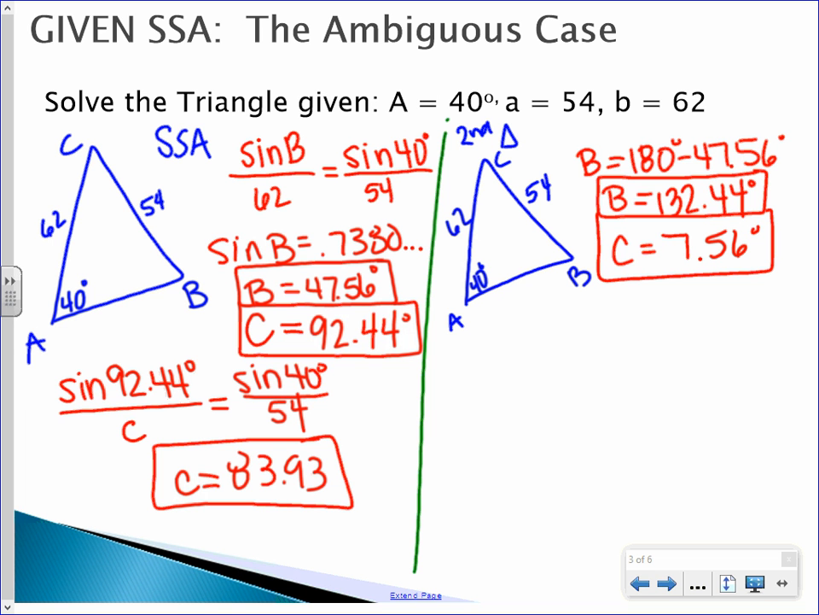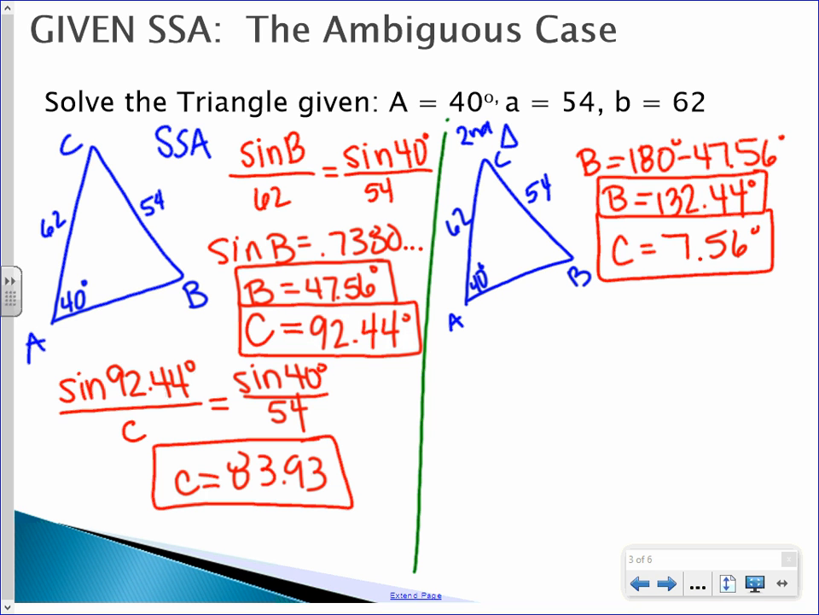Caleb, since that is a legitimate angle measure, we have a second triangle. If we did not have a second triangle, this supplementary angle would be too big, and we couldn't form three angles that add up to 180. I'll show you what that looks like in a moment. But we do have a legitimate second triangle.